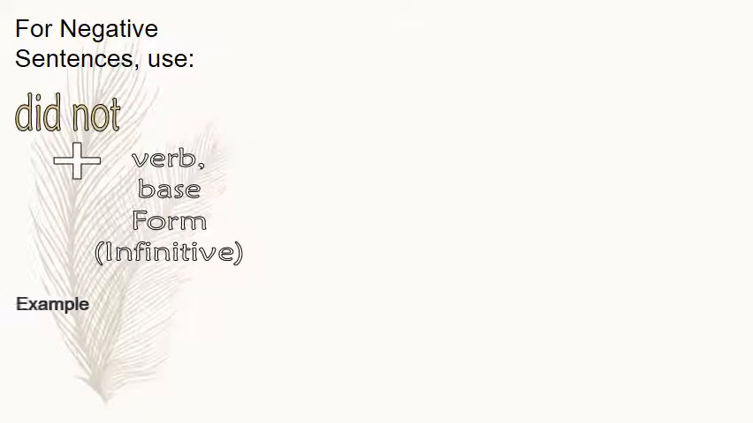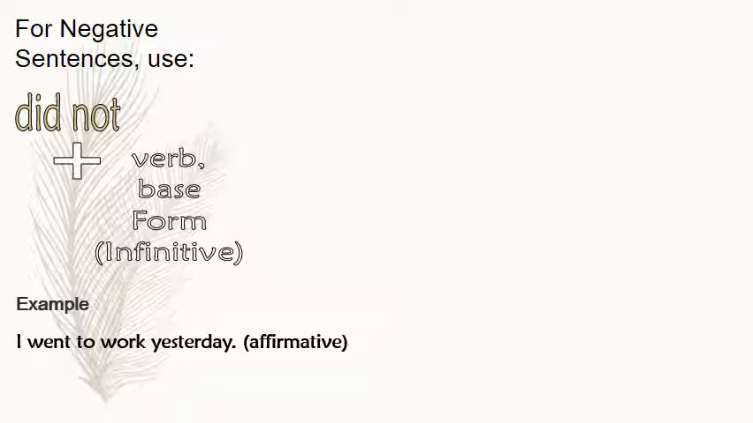Okay? Example. I went to work yesterday. This is the affirmative, the positive. What is the verb? The verb went. So what must I use here to change it into the negative? I have to use did not or didn't. So after the subject I write I didn't. What is the base form of the verb went? Go. I didn't go to work yesterday, and this is the negative.